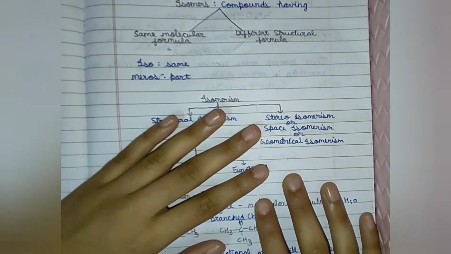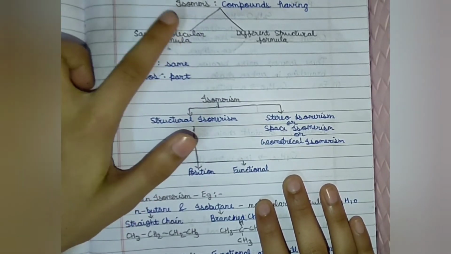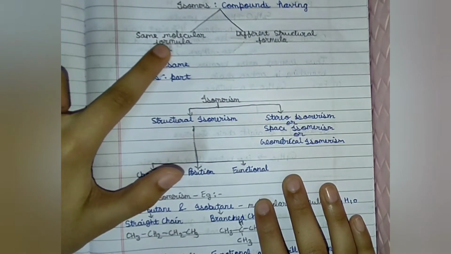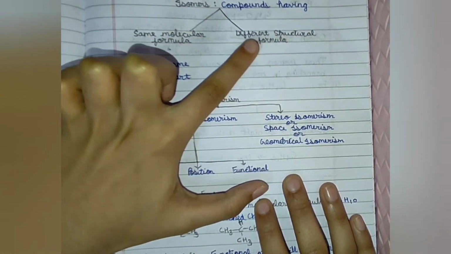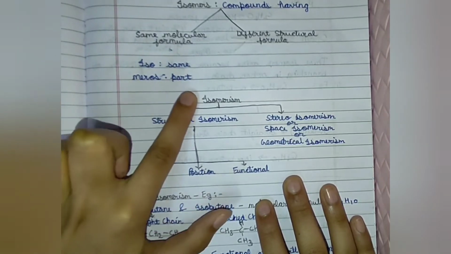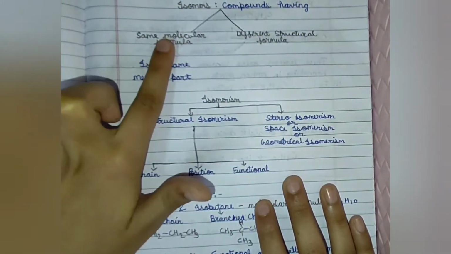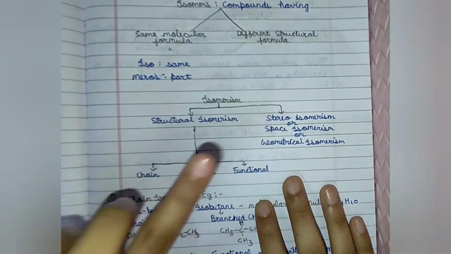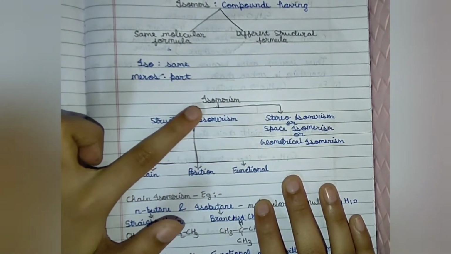So today we are going to study isomers. So what are isomers? Isomers are compounds having same molecular formula and different structural formula. Iso means same and meros means part. So isomers are compounds having same molecular formula but different structural formula, and this phenomenon is known as isomerism.